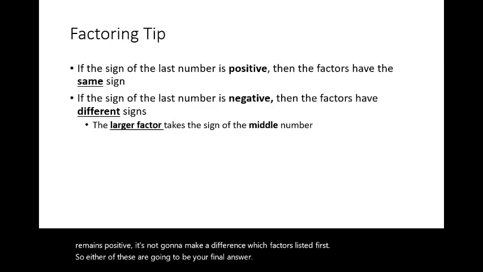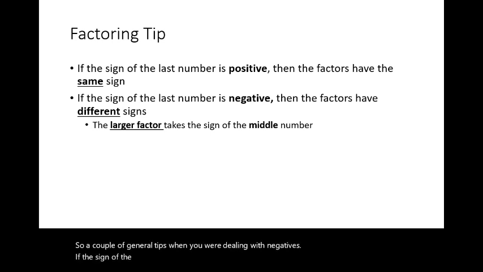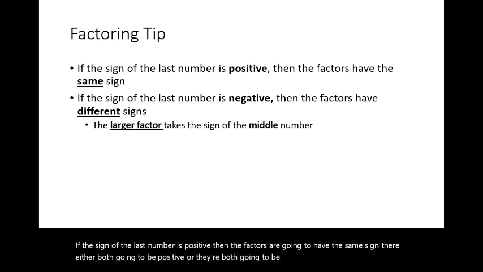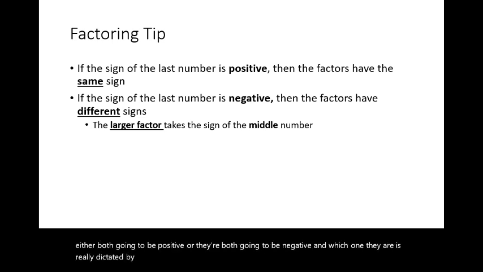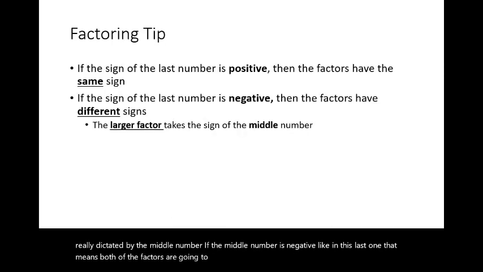So a couple of general tips when you're dealing with negatives. If the sign of the last number is positive, then the factors are going to have the same sign. They're either both going to be positive or they're both going to be negative. And which one they are is really dictated by the middle number. If the middle number is negative, like in this last one, that means both of the factors are going to be negative. So if the sign of the last number is positive, then the factors are going to have the same sign, and if that middle sign is negative, they're both going to be negative.